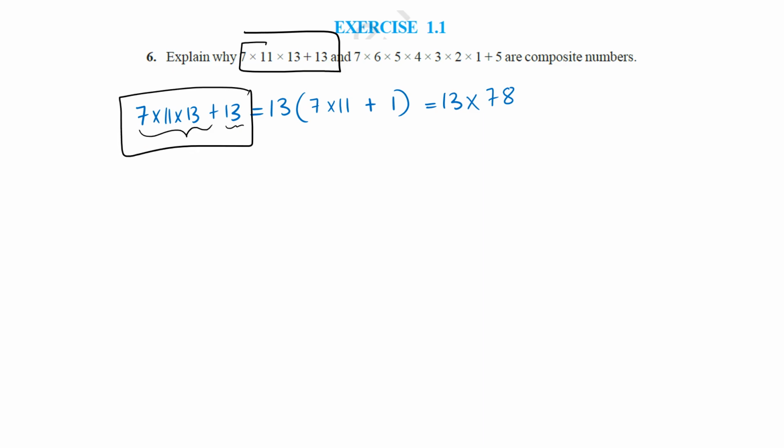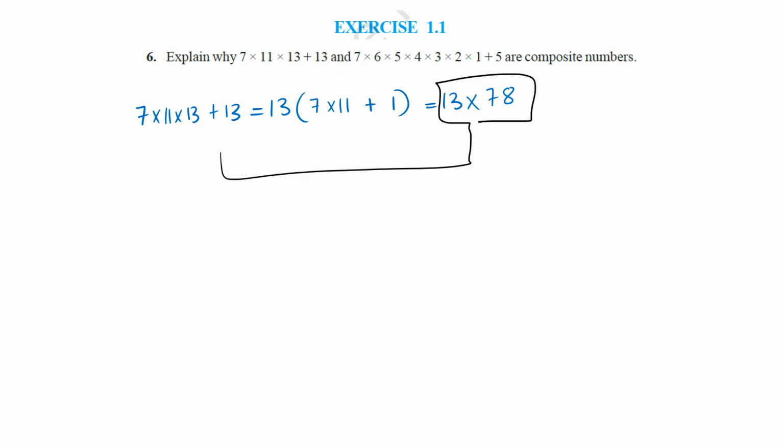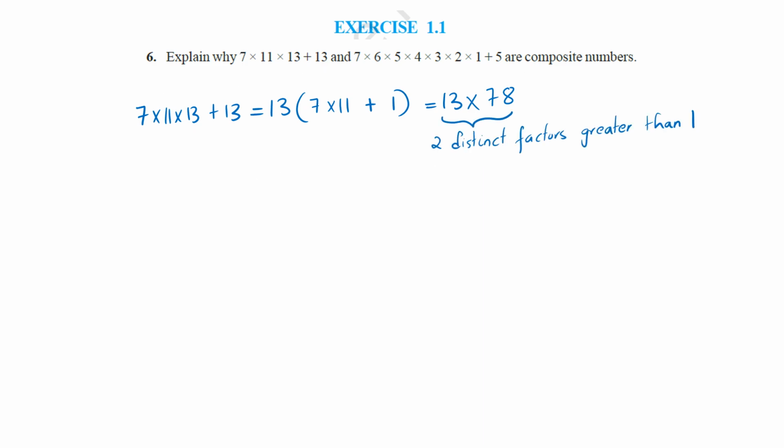Whatever this number is, we wrote it as a product of 2 distinct numbers, which makes it composite. So we got 2 distinct factors greater than 1. Now, of course, 78 can be further broken down, so we'll have more than 2 factors. Therefore, this is composite.